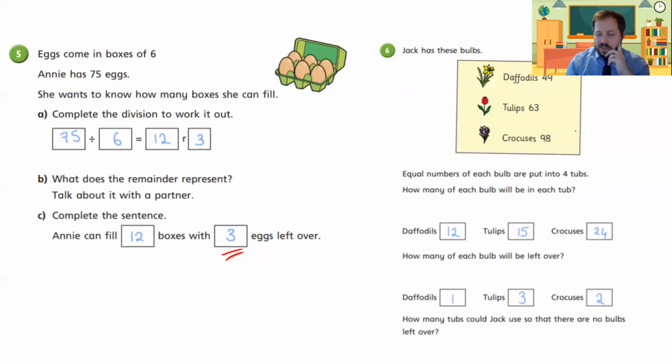And on this side here, what you're looking at is the number of bulbs that you have here. He's going to put an equal number of each bulb into 4 tubs. So you're going to divide each number by 4, and your answers are these here. But in each case, you have some remainder, which is this bit here. The last bit of the question is a little bit harder. It says, how many tubs could Jack use so that there's no bulbs left over?